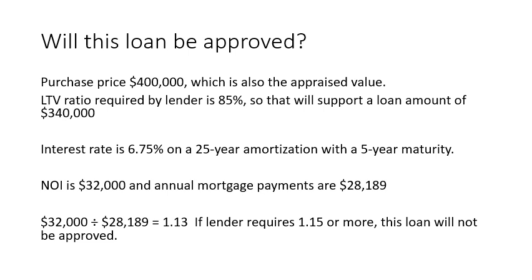Will this loan be approved, as an example? The purchase price is $400,000, which is also the appraised value. The loan to value ratio required by the lender is 85%. So that will support a loan amount of $340,000, which is 85% of $400,000. The interest rate for this loan is 6.75%, with the payments calculated as if the loan would fully amortize over 25 years, but the loan will mature in 5 years.